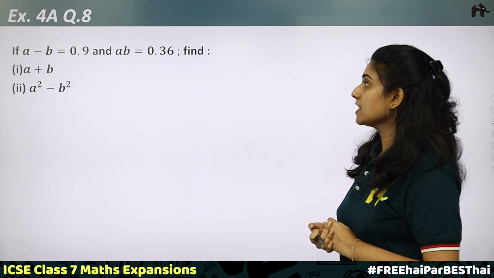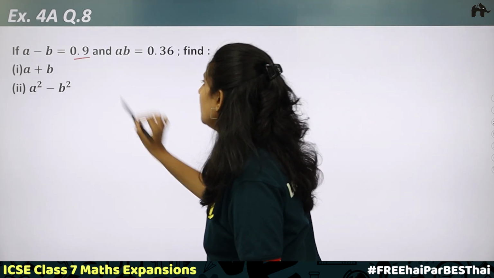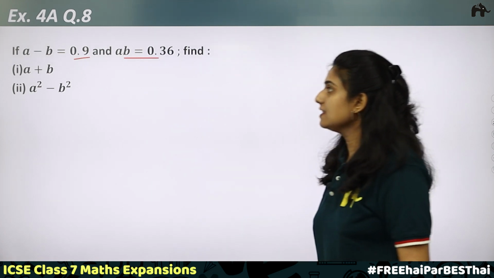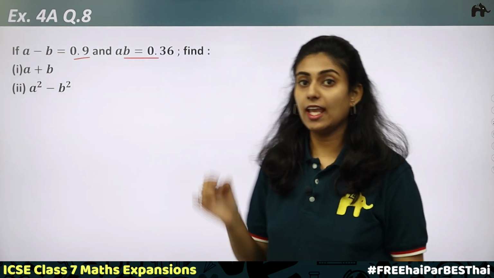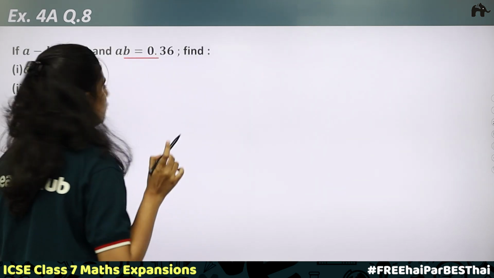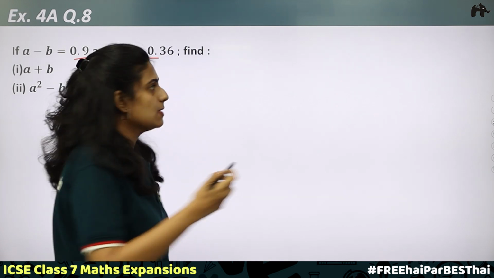Question number 8 of exercise 4a. If a minus b is equal to 0.9 and ab is equal to 0.36, find a plus b and a square minus b square. Here a minus b is given. We need to find a plus b. In the previous question, we had to find a minus b when a plus b is given.